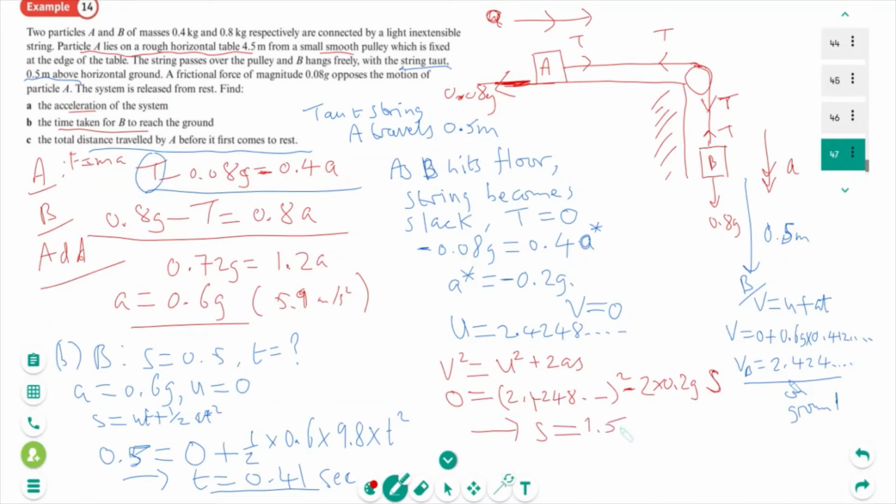But the question is asking you for the total distance moved by A. Remember, when the string was taut, it moved 0.5 meters because the particles were connected. So to answer the question, the total distance moved by A will be 0.5 plus 1.5, which is 2 meters approximately.